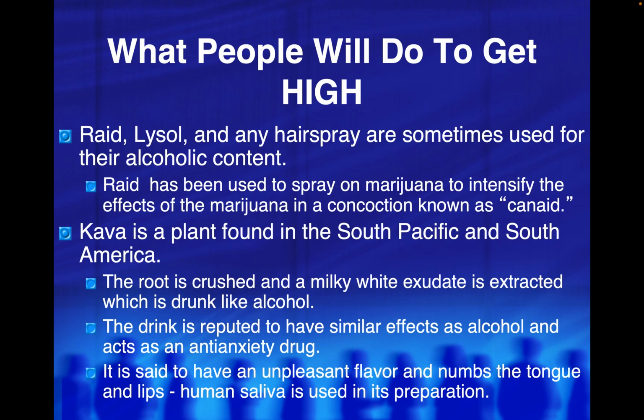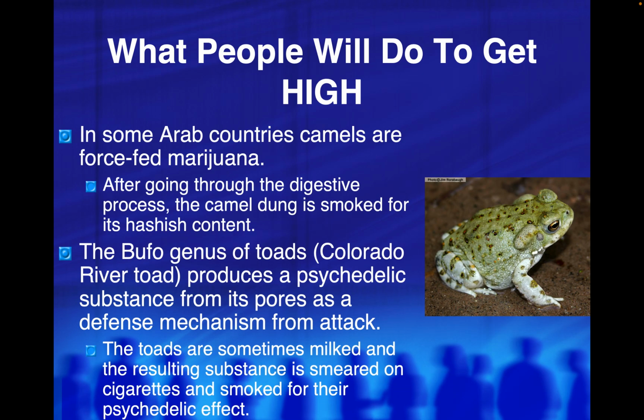Kava is a plant found in the South Pacific and South America. The root is crushed and a milky white exudate is extracted, which is drunk like alcohol. The drink is reputed to have similar effects as alcohol and acts as an anti-anxiety drug. It is said to have an unpleasant flavor and numbs the tongue and lips. They use human saliva in its preparation. In some Arab countries, camels are force-fed marijuana. After going through the digestive process, the camel dung is smoked for its hashish content.